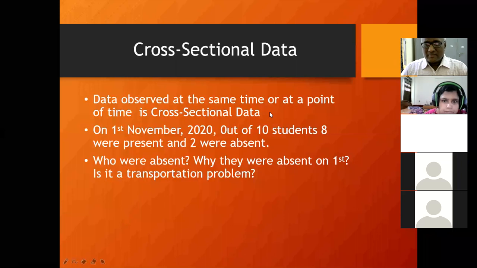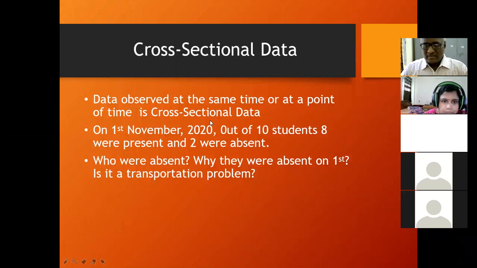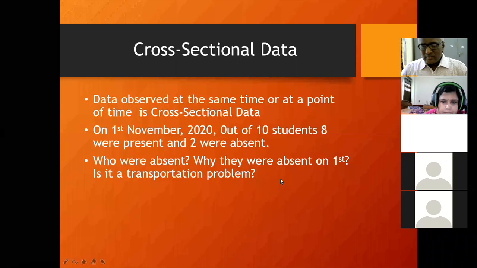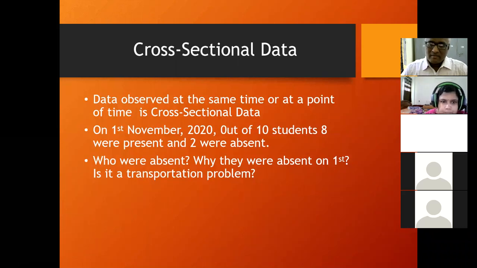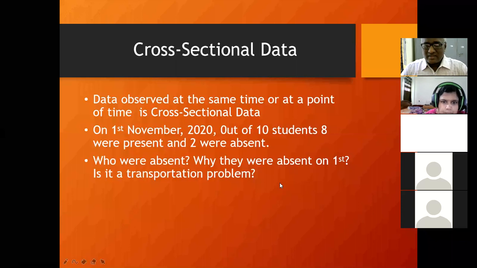Data observed at the same time or at a point of time is cross-sectional data. For example, on 1st November 2020, out of 20 students, 8 were present, 2 were absent. You may ask a question, why 2 students were absent? Are they from the rural areas? Whether they belong to girls, male or female category? Was there any transportation problem? Why the students were absent? Like this, you can ask questions. This is called cross-sectional data.